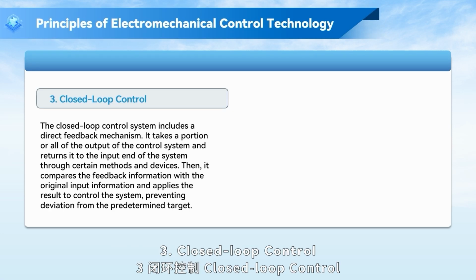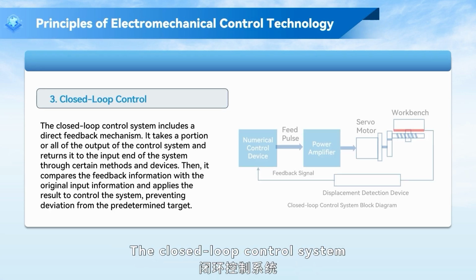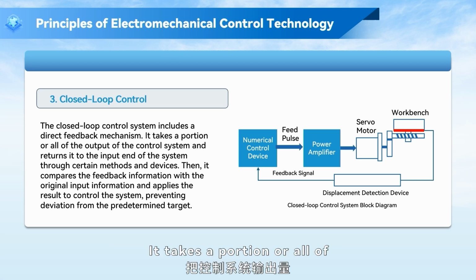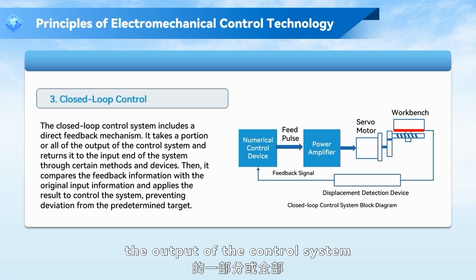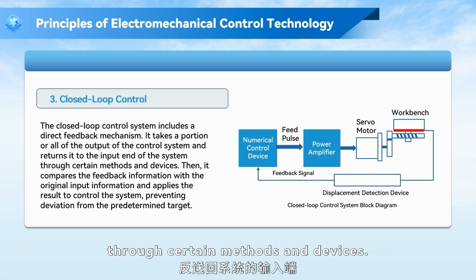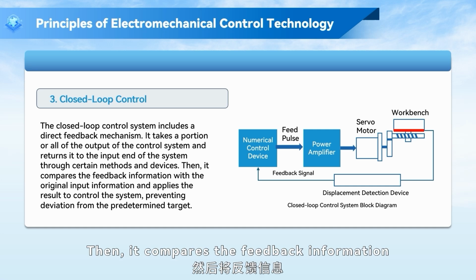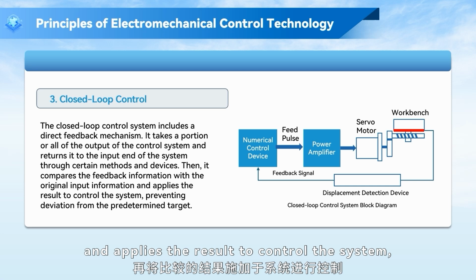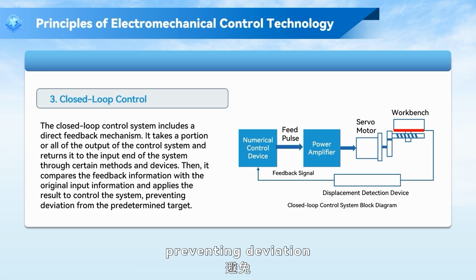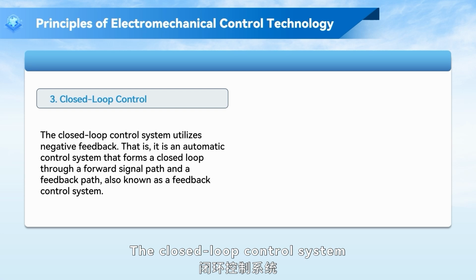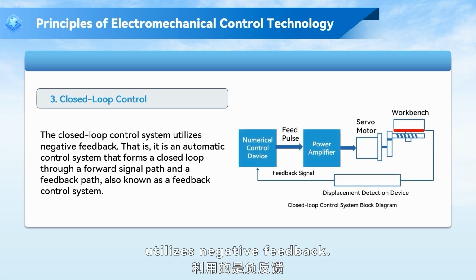3. Closed loop control. The closed loop control system includes a direct feedback mechanism. It takes a portion or all of the output of the control system and returns it to the input end of the system through certain methods and devices. Then, it compares the feedback information with the original input information and applies the result to control the system, preventing deviation from the predetermined target. The closed-loop control system utilizes negative feedback.